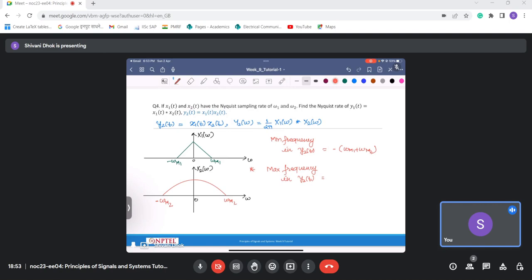Okay, so what we'll have is omega m1 plus omega m2. Therefore, Nyquist rate will be equal to 2 times the maximum frequency, that is 2 times omega m1 plus omega m2, which is equal to 2 times omega m1 plus 2 times omega m2, which comes out to be omega 1 plus omega 2. So this is the Nyquist frequency that we'll need in order to sample the multiplied version of x1(t) and x2(t).